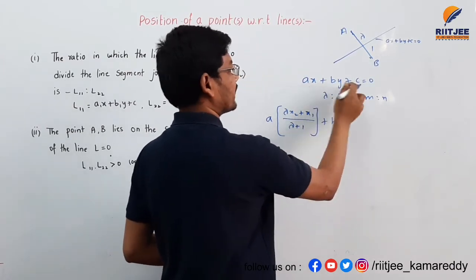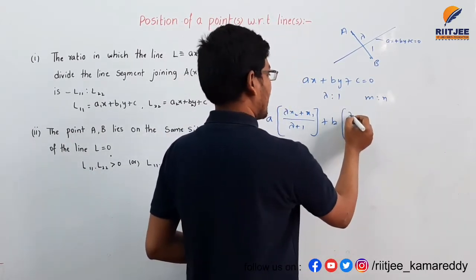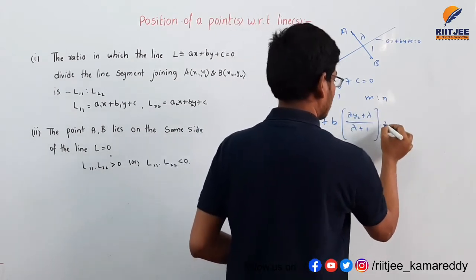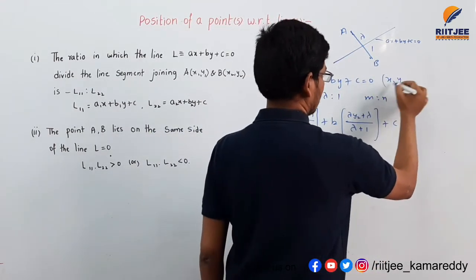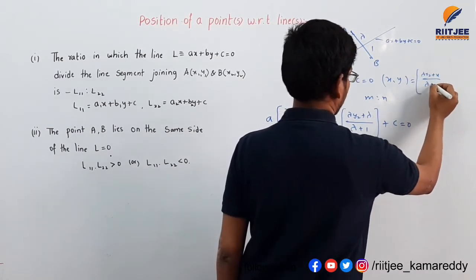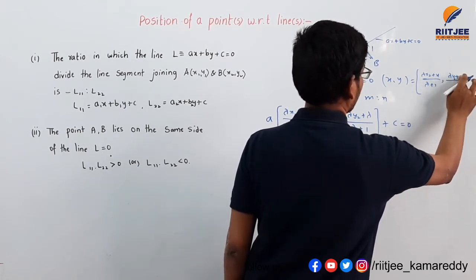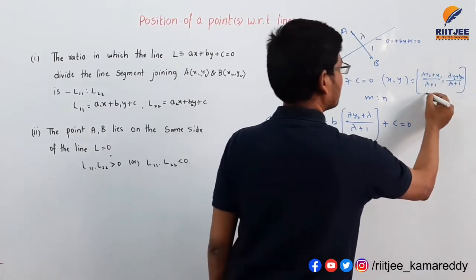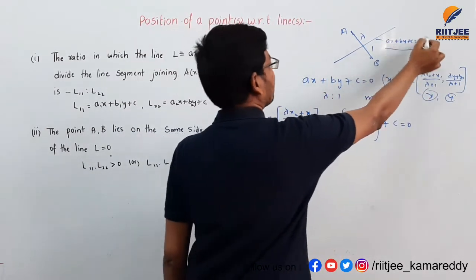Next I am substituting the x and y values here. So y is nothing but (lambda y2 + y1) by (lambda + 1). The point (x, y) is ((lambda x2 + x1) by (lambda + 1), (lambda y2 + y1) by (lambda + 1)). This is the x and y point here. I am substituting this x and y point in the straight line equation.